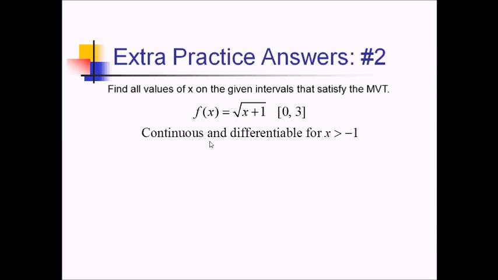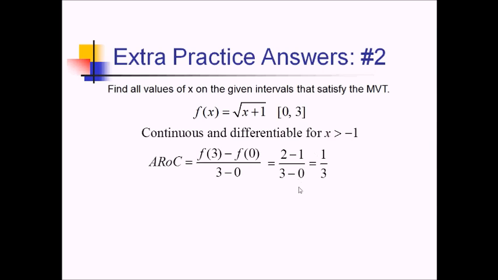For the average rate of change, we've got f of 3 minus f of 0 over 3 minus 0. F of 3, that's going to be square root of 4, which is 2. F of 0 is square root of 1, which is 1. So you've got 2 minus 1. So that's going to be then 1 over 3.